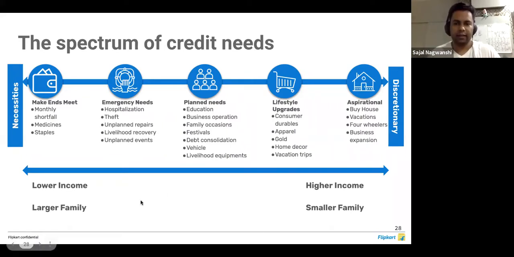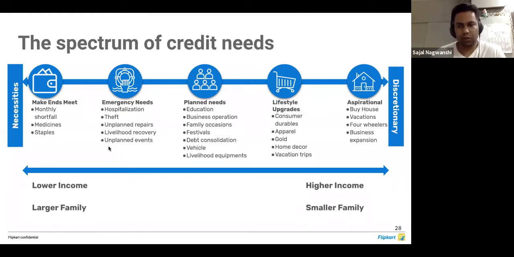One, that based on different reasons why people borrow money, the needs are very different from the credit products that are offered. And the second thing we realized is that if the user comes from a higher income or a smaller family, they tend to be more inclined towards discretionary needs, whereas people coming from lower income and larger families would align on non-discretionary needs.